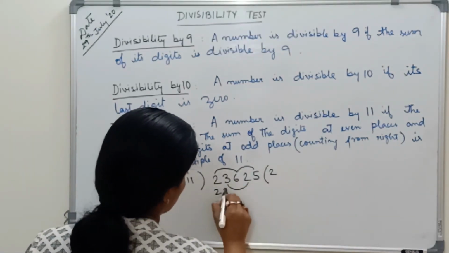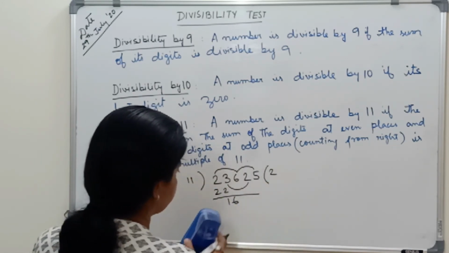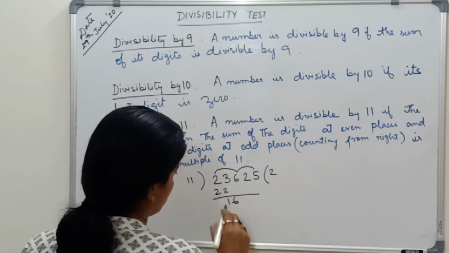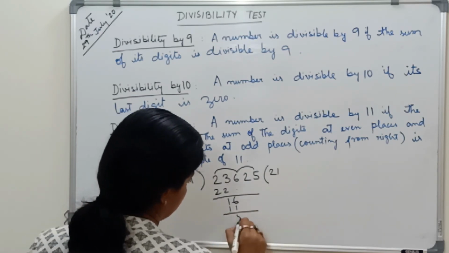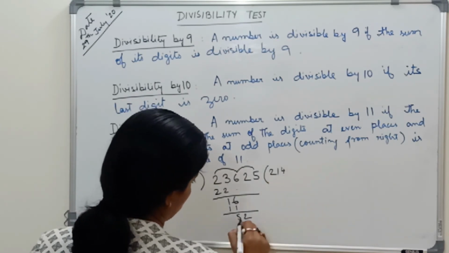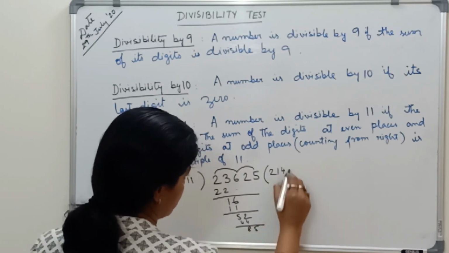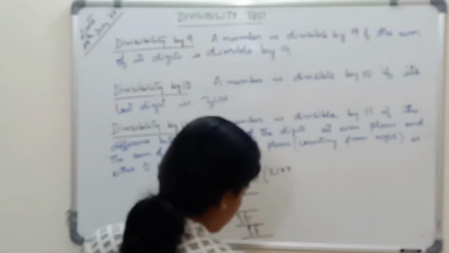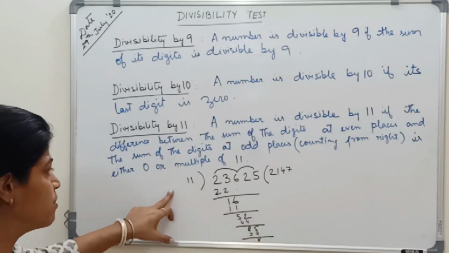11s are 2, 22, then 16. 11 ones are 11, then 52. 11s are 4, 44. 8, 85. So 11s are 7, 77. This is 8. So here remainder is 8. This is not divisible by 11.